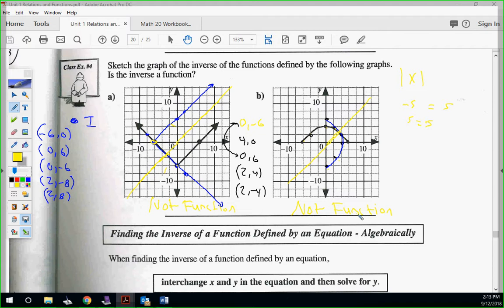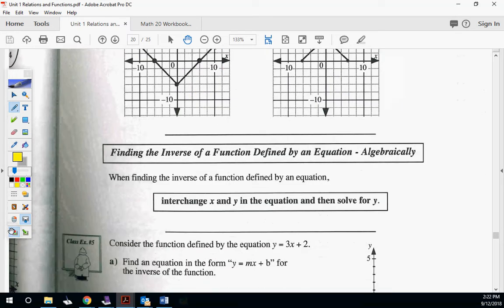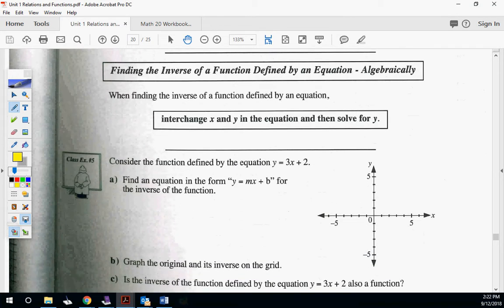All right, so now we're going to dip into algebraically, and then we're basically done. This is our last example here. Any questions on the graph before I go further? Okay. So this right here is a box that I would highlight or put a star by. Interchange x and y in the equation and solve for y. That's how you find the inverse equation. You take x and y, you flip them, solve for y.